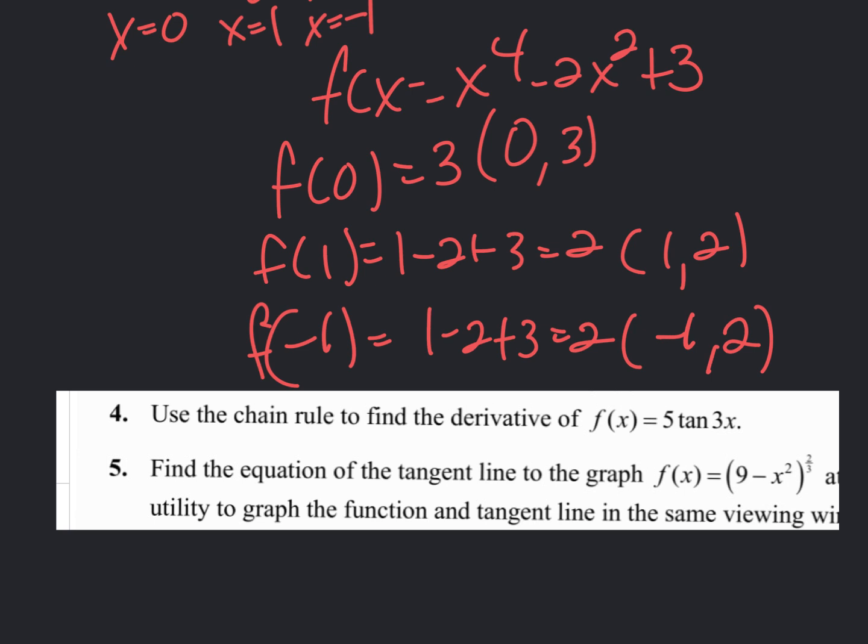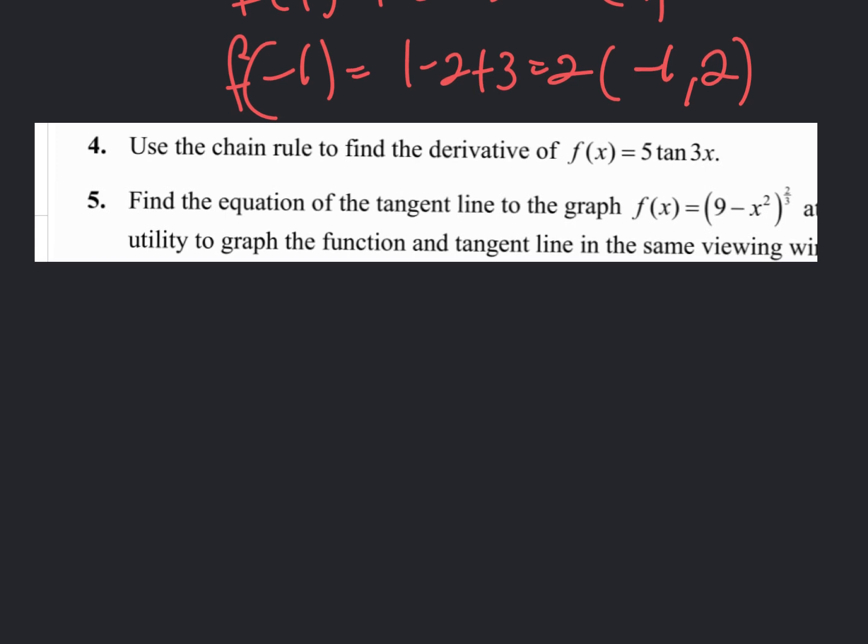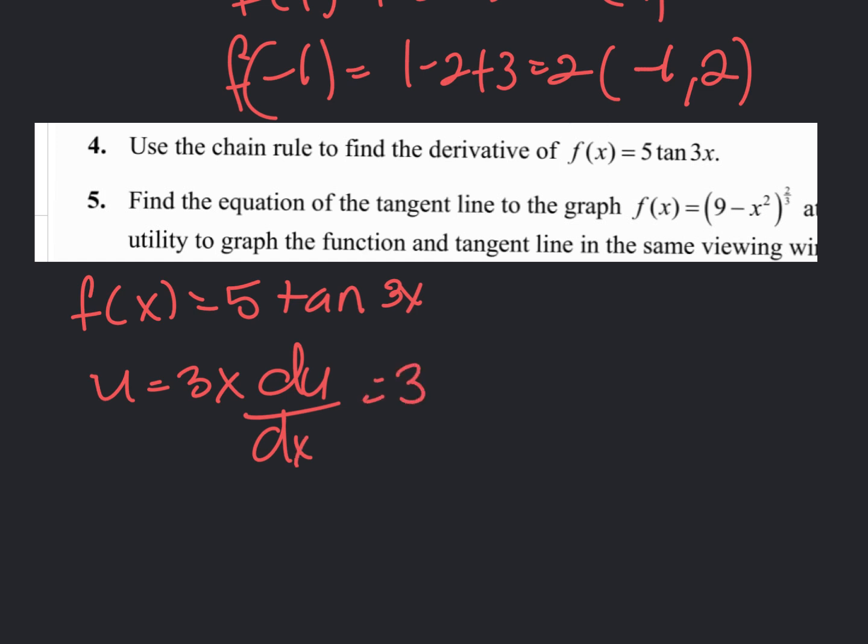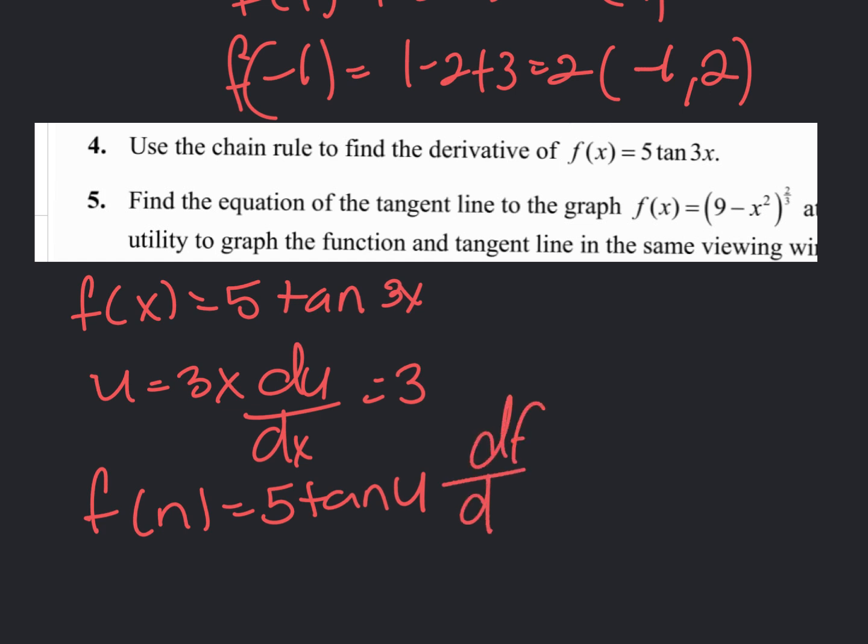And we're going to do lesson 10, problem number 4, where we're going to use the chain rule. Use the chain rule to find the derivative of f of x equals 5 tan 3x. So f of x equals 5 tan u, where u is 3x, with the derivative of u over derivative of x equals 3. And f equals 5 tan u, so the derivative of f over the derivative of u equals 5 secant squared u.